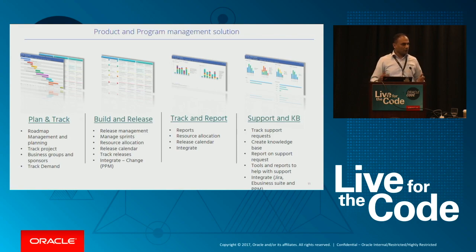So any support request that comes into the queue actually comes through an email that goes to a mail list and automatically creates a JIRA incident ticket. Now that's integrated into this tool. So now we have all the support requests available within this tool, so we can report on it, see what the performance is in terms of the response time and how quickly we are able to resolve it.